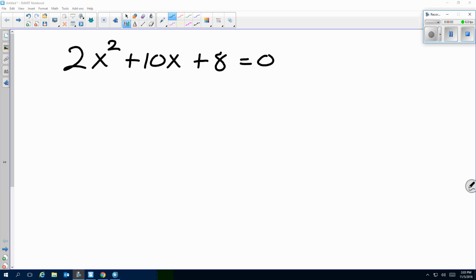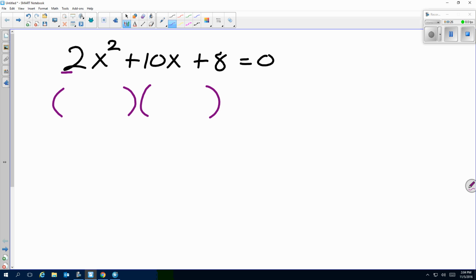Good afternoon, class. So we do have a test tomorrow, so I'm going to review the multiple styles of solving quadratics. I'm just going to use one equation. I'm going to look at this equation, 2x squared plus 10x plus 8, and I'm going to solve it a bunch of different ways. The first way to solve it is going to be our classic factoring technique.